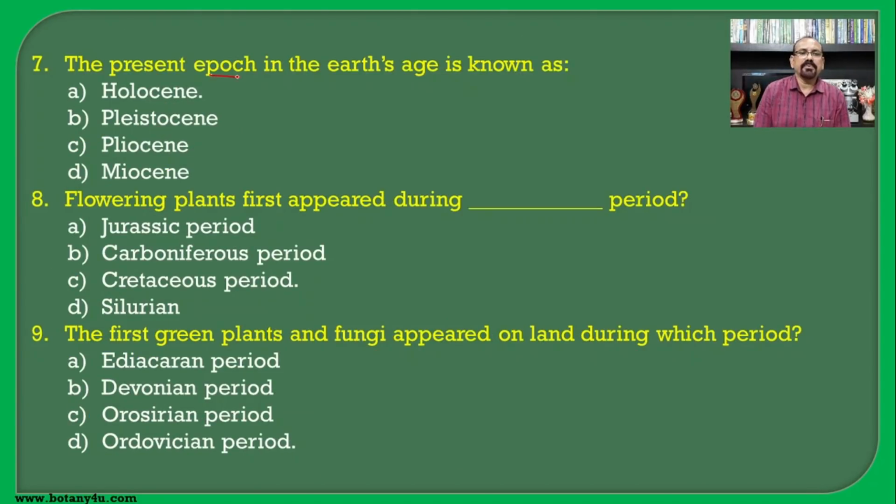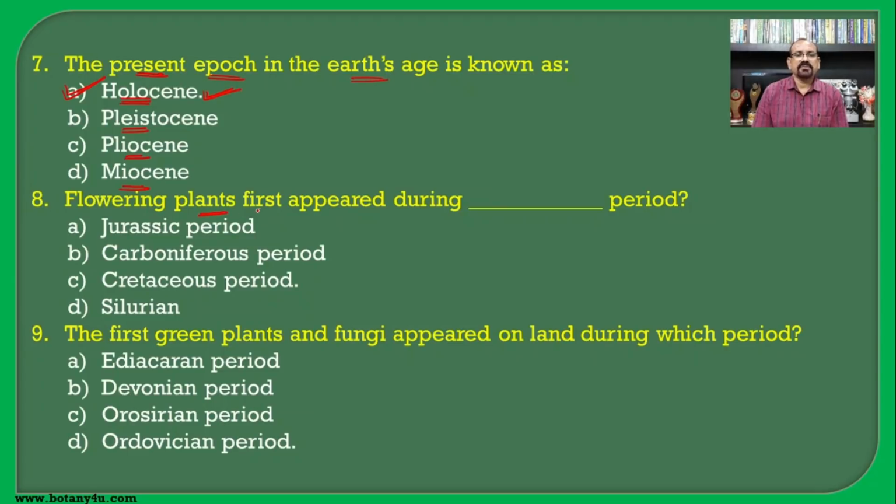The present epoch in the Earth's age is known as... if you see the different epochs, the Holocene is the recent one, and then Pleistocene, then Pliocene, and then the Miocene. Hence the present epoch, the uppermost, is the Holocene, the recent or present one, and hence A is the correct answer for this question.